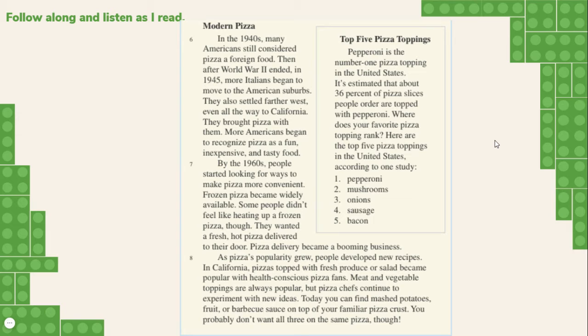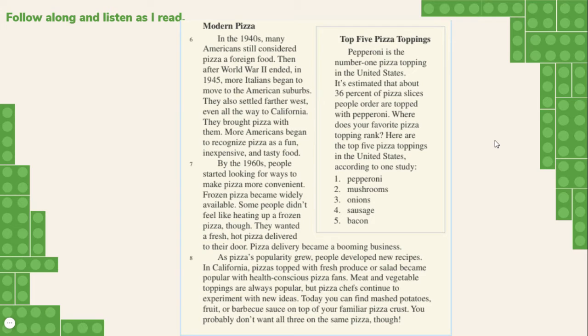By the 1960s, people started looking for ways to make pizza more convenient. Frozen pizza became widely available. Some people didn't feel like heating up a frozen pizza, though. They wanted a fresh, hot pizza delivered to their door. Pizza delivery became a booming business.